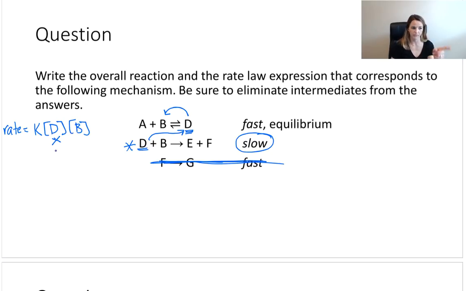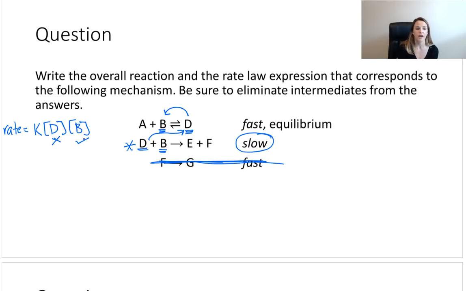I'll show you why in a second, but just put an X below. Now I'm going to look at B. Is B a reactant? B was definitely a reactant here, but you have to look at the first step. Was it produced first? No, it was not. It was actually a reactant, so B is good. We can keep B there.